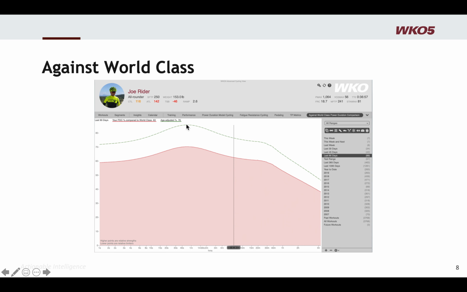Now, this isn't individual to you. We just use a general decay, a general expected loss of aging. So just take it as observational data, something that gives you some insight into your performance. I would only use it if I'm 40 plus.